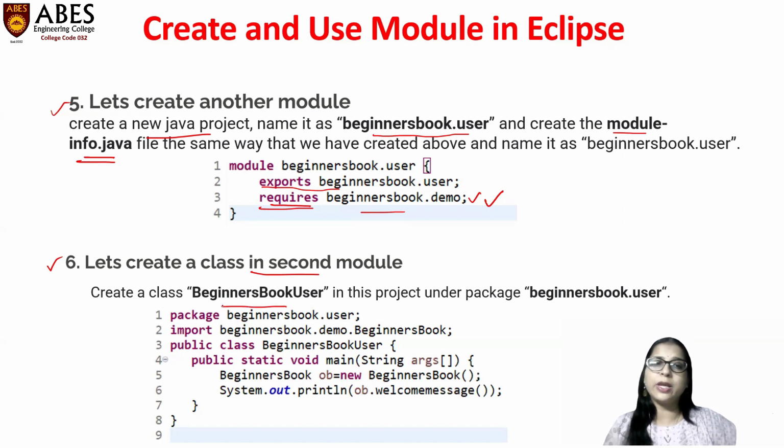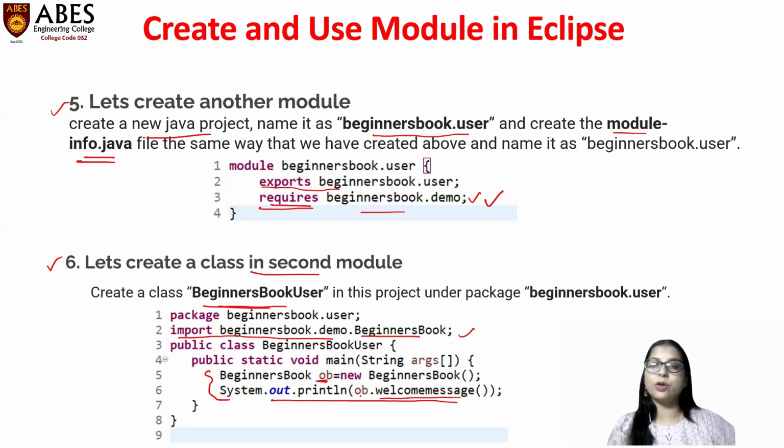Create a package beginnersbook.user, and there you will write this statement, because we want to utilize the beginnersbook.demo package and from there the beginnersbook class. So that's why this line needs to be included. And then here we create an object of this class type, and then we simply call the method using this object ob.